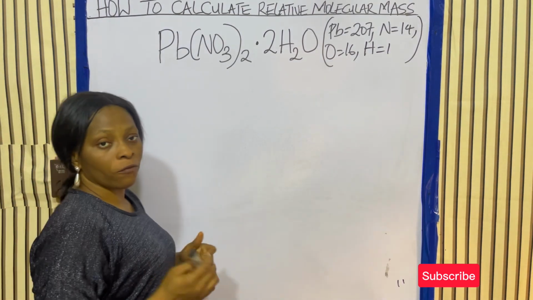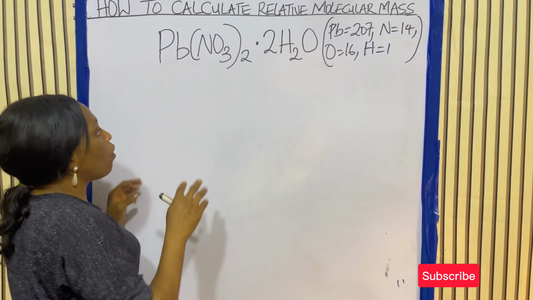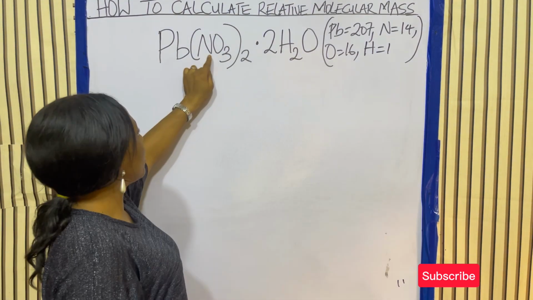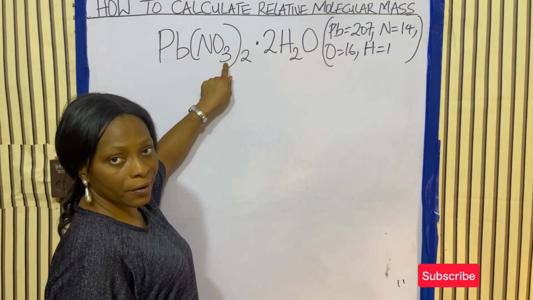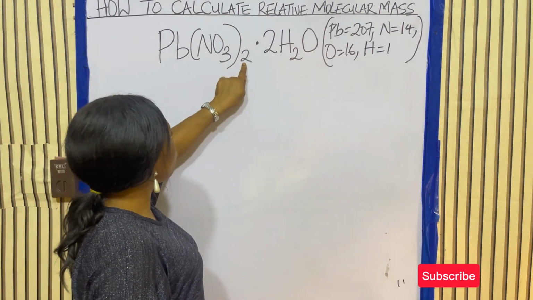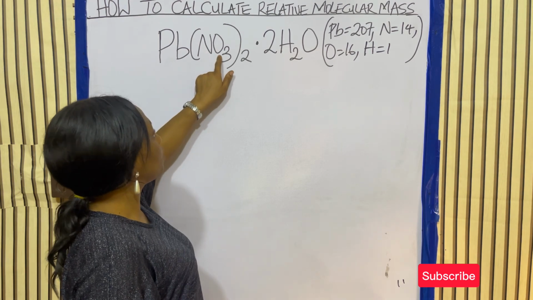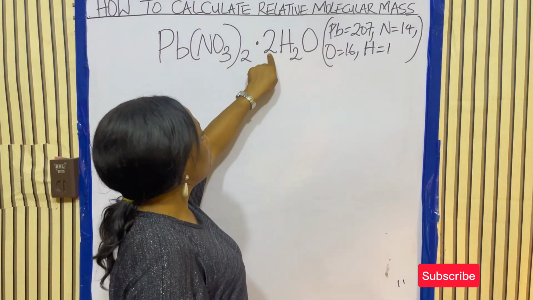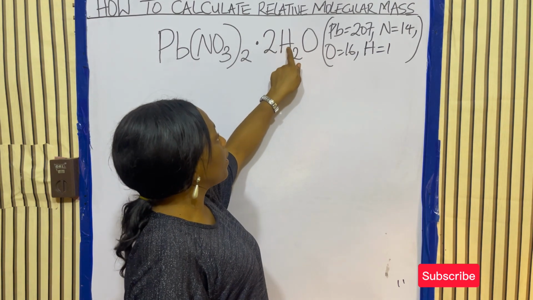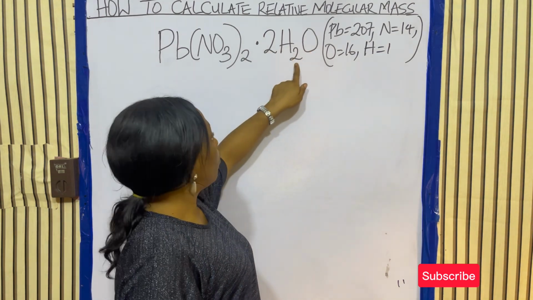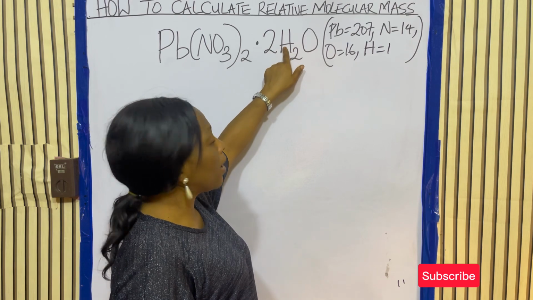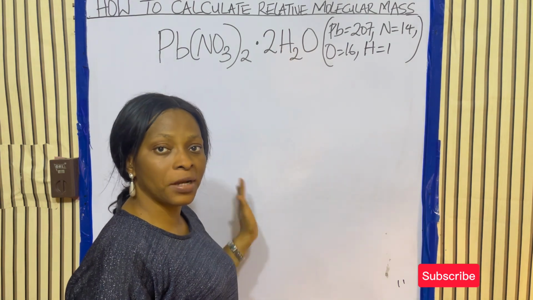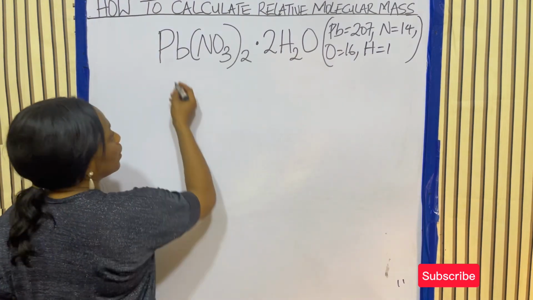Now, first of all, you have to know who has who. What do we mean by that? For example, here oxygen has these 3, whereas these 2 is owned by both nitrogen and oxygen since they are in the brackets. Here, these 2 is owned by hydrogen and oxygen, but this other 2 here is owned by hydrogen only. This is very important in calculation of relative molecular mass. So let's look at this.